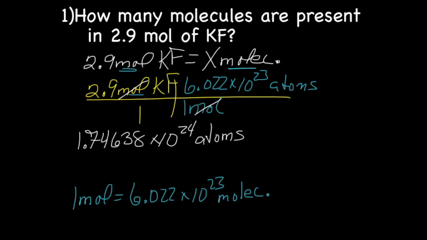All right, and when I go back and check out sig figs, I have 2.9, which is 2 sig figs, and 6.022, which is 4 sig figs. So my answer is going to have 2 sig figs. Keep those. The 4 is less than 5, so I just drop. So my final answer is going to be 1.7 times 10 to the 24th atoms.